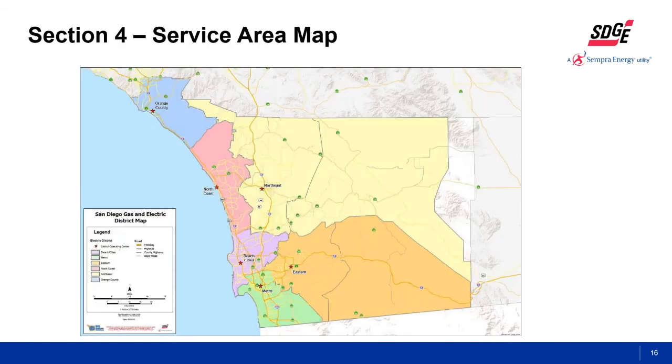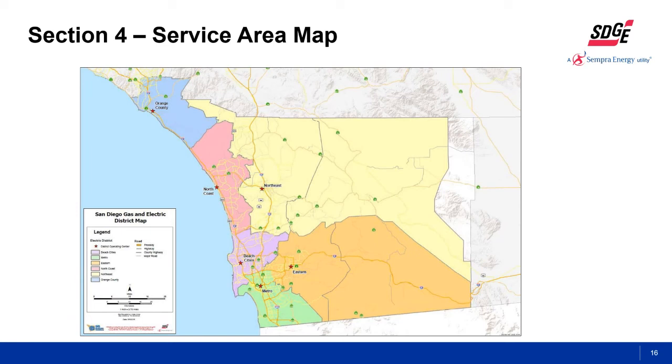Section 4 is simply a service area map. So the SDG&E service territory includes almost all of San Diego County. There is a small portion to the northeast of the county that is not served by SDG&E. It's served by the Imperial Irrigation District. You see that notch on the eastern boundary.